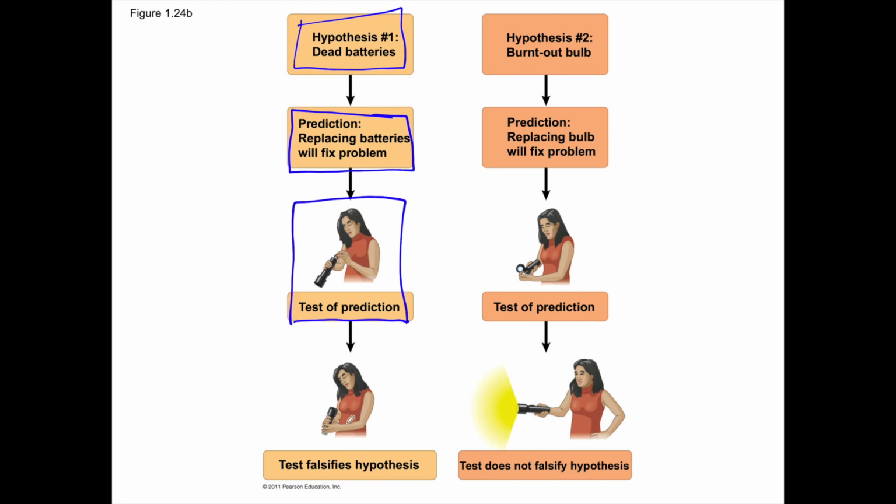Now say I do this test and my flashlight still does not work. What does that tell me? It tells me this test falsified my hypothesis. What does that mean? It means my hypothesis was wrong. Okay, what do you do then?